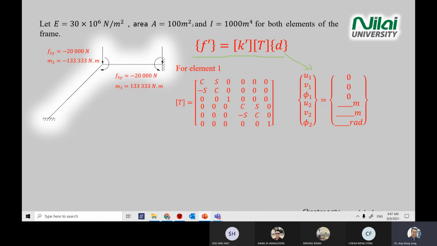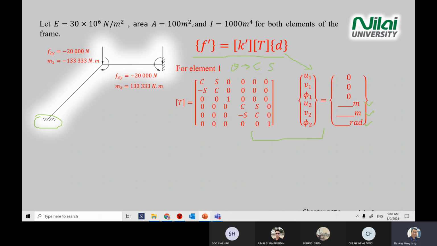U1 cannot move, so U1, V1, rotation 1 are all 0. U2, V2, rotation 2 are what you calculated just now. So you have T and D, and you use the calculator. For element 1, you have the angle already, so the angle will give you the values of cos and sine. Use your online calculator, multiply T and D, and you get the answer from the online matrix calculator.